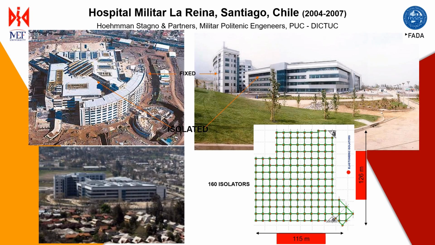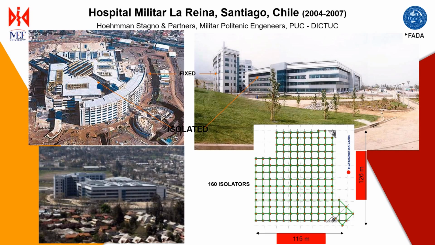At the Hospital Militar of La Reina in Santiago, Chile, thanks to the use of base isolation, a huge interior space with triple height was obtained to have light and ventilation in all the rooms, outpatient areas, surgeries, and offices. It is supported by 160 elastomeric isolators. The building dimensions are 126 meters by 116 meters with no structural joints.